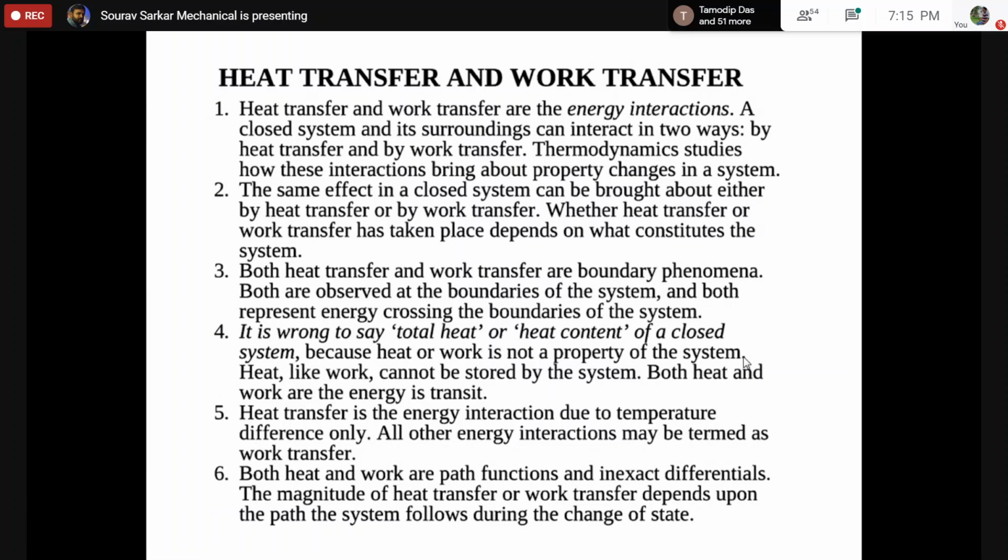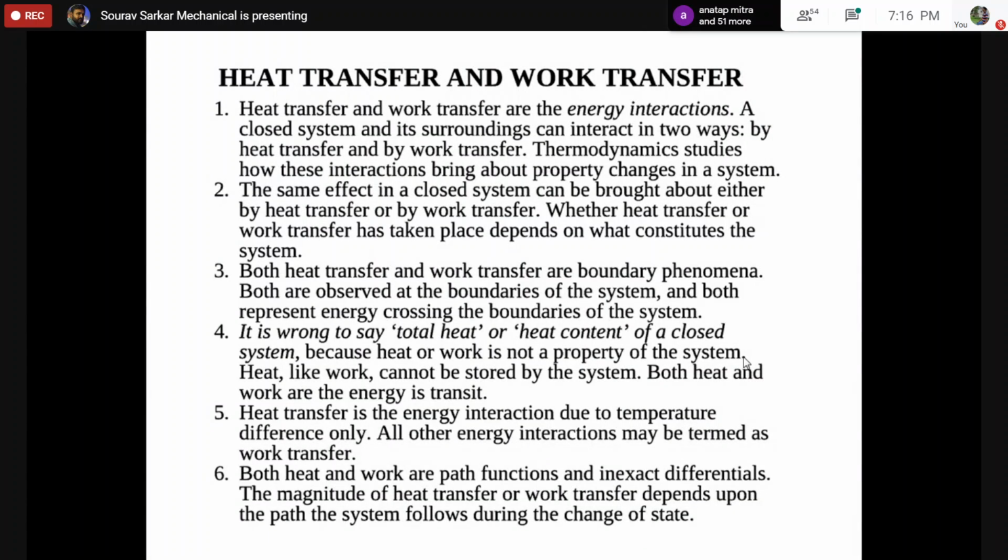Okay, the last point is that both heat and work are path functions and inexact differentials. The magnitude of heat transfer and work transfer depends on the path of the system during the change of state. So what do you mean by inexact differential?